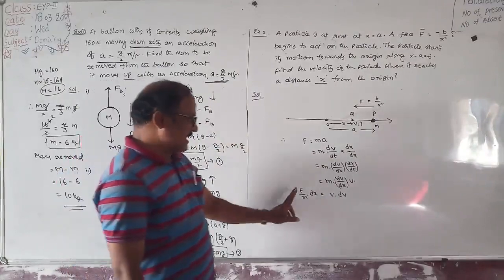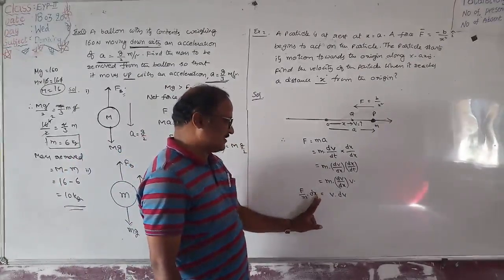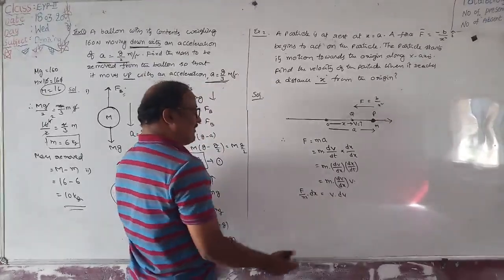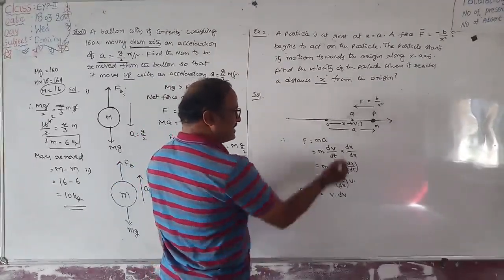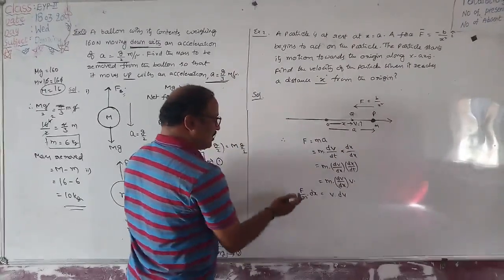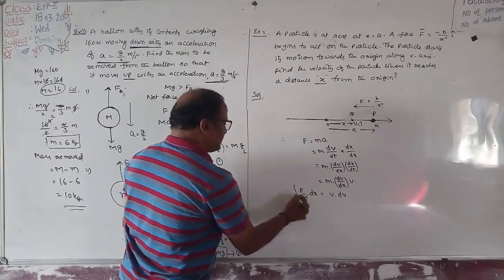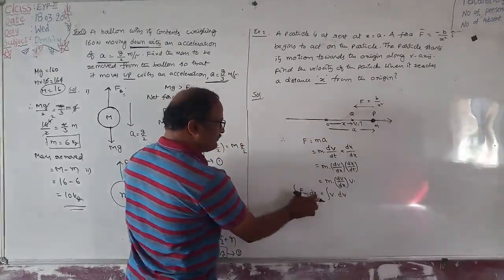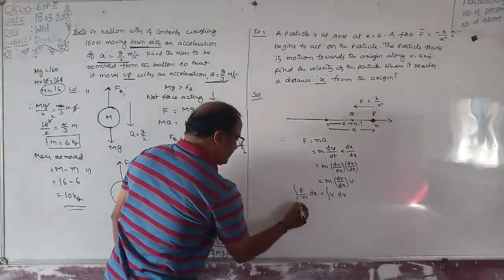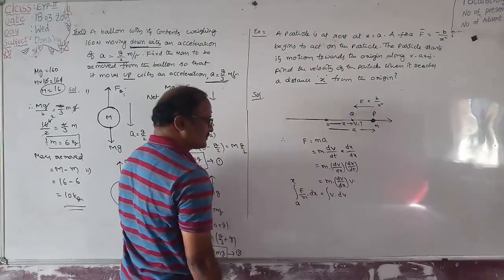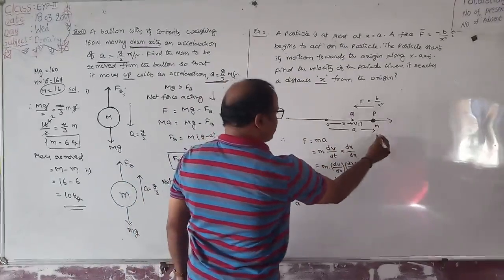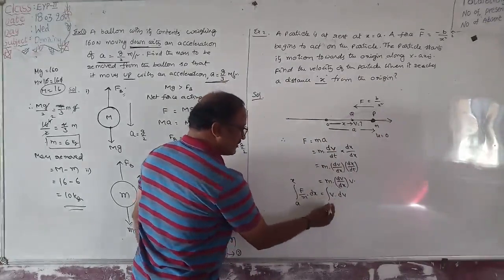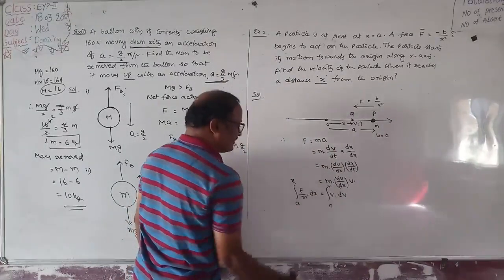F value changes with respect to displacement. v also changes with respect to the same displacement. Now, we will find the velocity at a distance x from the origin. Since all are variables, we take the integration on both sides. Here the distance changes from a to x: lower limit a and upper limit x. Initially the particle starts from rest, which means initial velocity is 0. The final velocity v is the variable value here.